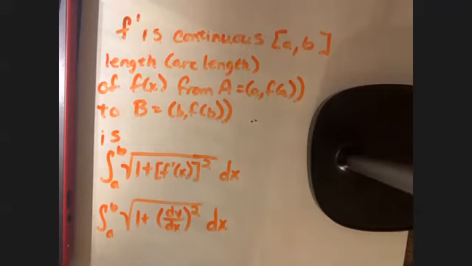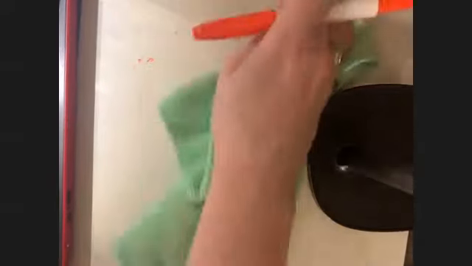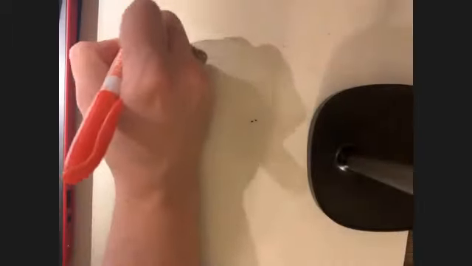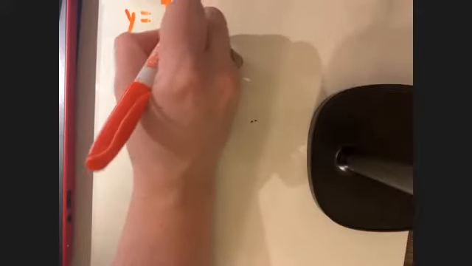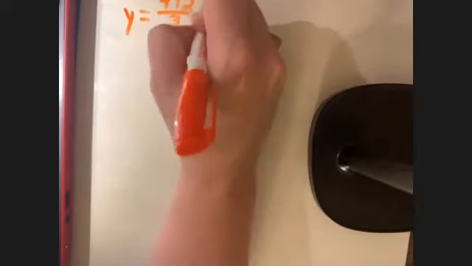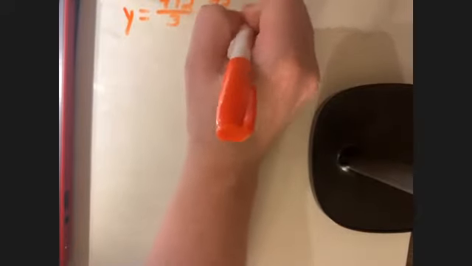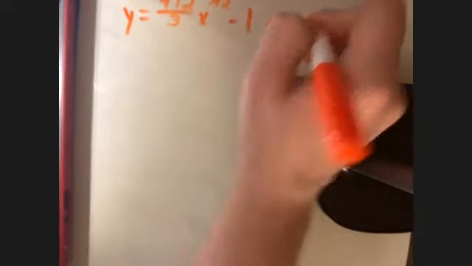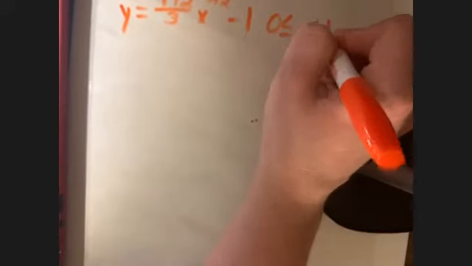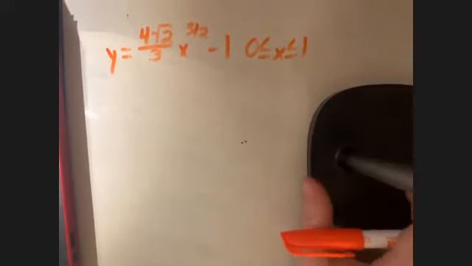Now, what's a little bit different about this one is we do need to find f prime. We are going to need to find the derivative of this function. So here is the concept. We're going to look at an example: the function y equals 4 square root of 2 over 3 times x to the 3 halves, minus 1. And we want to run this from 0 to 1.